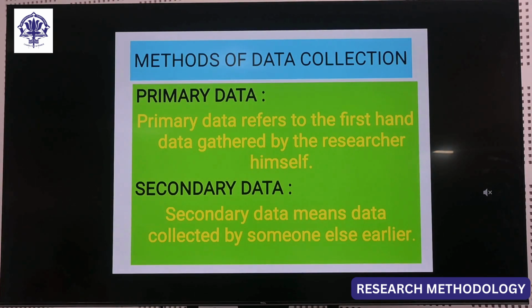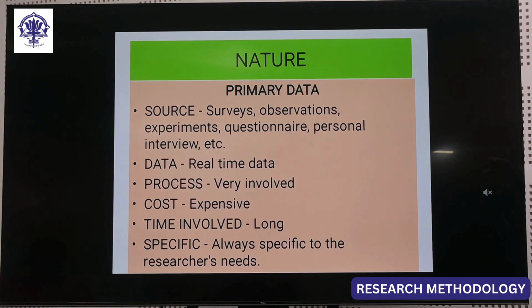I told you primary data is first-hand information collected by the researcher, and secondary data is from someone else. Next slide. The nature of primary data, first, is its sources. Primary data is collected by the person for his research, so he can go for a survey, he can go for observation, he can do experiments, he can give a questionnaire to the respondents and get information through that, and he can also conduct a personal interview with the respondents.